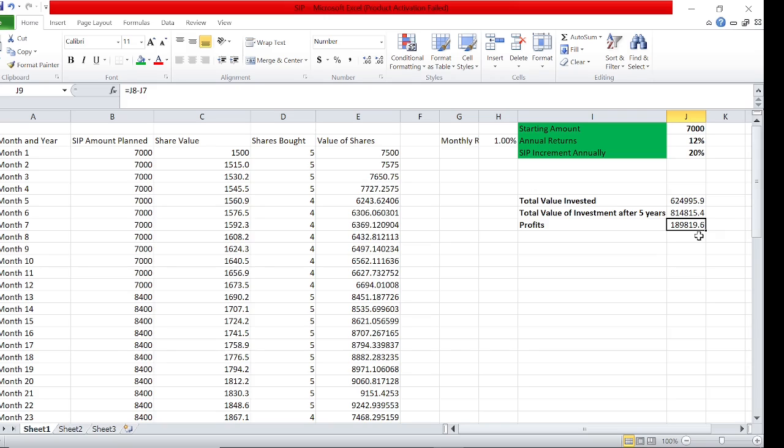You can substitute it with any other share you're looking at. Vary the annualized return rates, vary the starting amount rates, vary the increment of SIP rates. You can also change this and check it out for yourself. It's a cool way to start planning your SIP investment to make money and generate wealth over the long term.